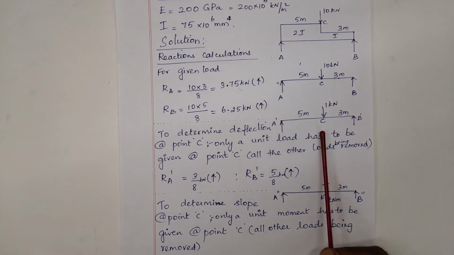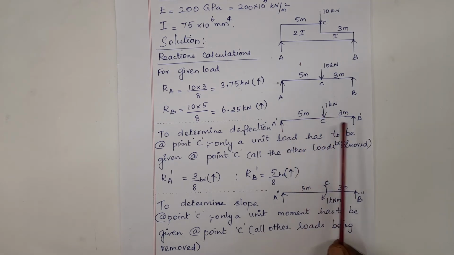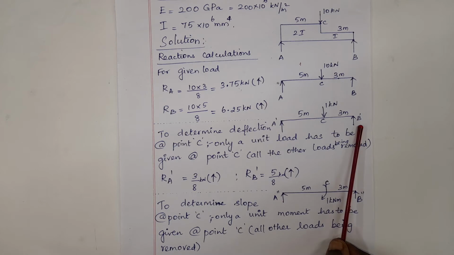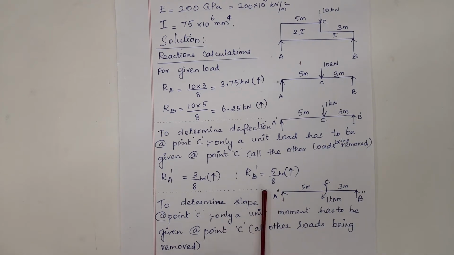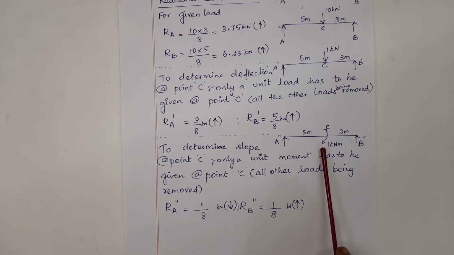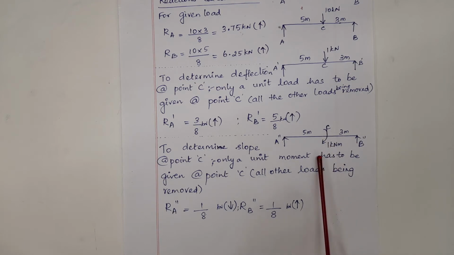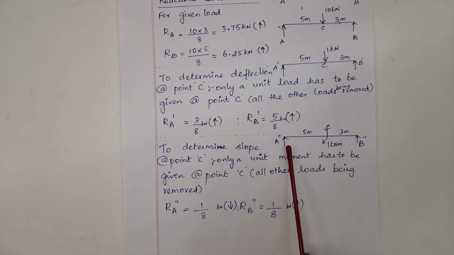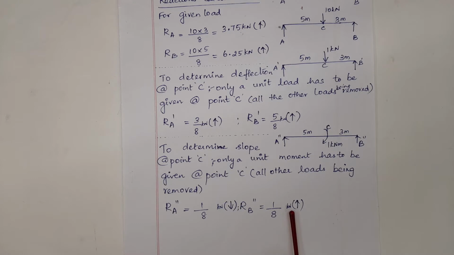For this first case, a simply supported beam with this unit load, I have determined the reactions at A dash and B dash. Just for variation, I have put dashes. So RA dash and RB dash are determined. Next step, determination of rotation at C. Since rotation has to be determined at C, all the given loads are removed and a unit moment is applied at C. With this moment, reactions are calculated at A double dash and B double dash. We get the equations of RA double dash and RB double dash.